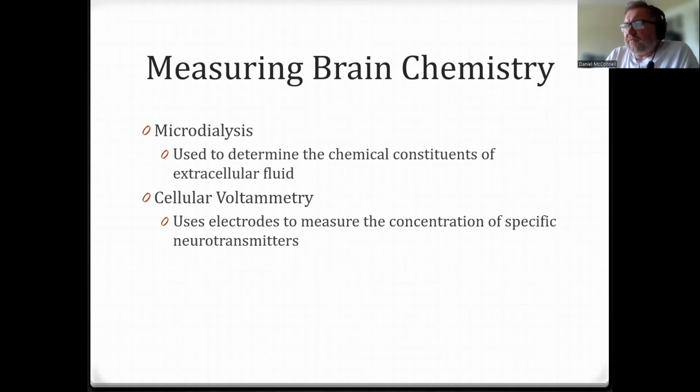In the case of cellular voltammetry, what we're going to do now is we're just going to use electrical sensors that will detect the presence of certain ions, right? And so we'll know that a certain compound is either positive or negatively charged, and we can detect gradients and then how concentrated these various compounds and neurotransmitters are.